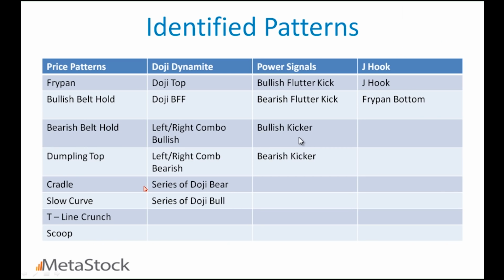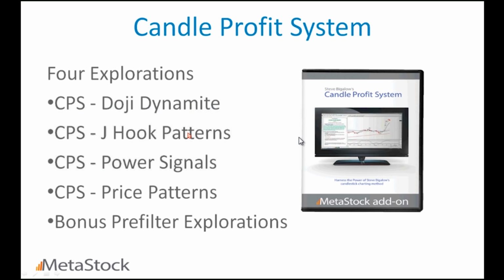One of the things is I normally don't talk about this for very long, so I'm going into a little bit more detail. Hopefully, it's not too boring for you. So with the product itself, for explorations, you get the Doji Dynamite, the J-hook patterns, the power signals, the price patterns, and we're going to throw in as a bonus today those pre-filter explorations. They're a little bit of a separate download, so we'll send a link to you on how to grab those.